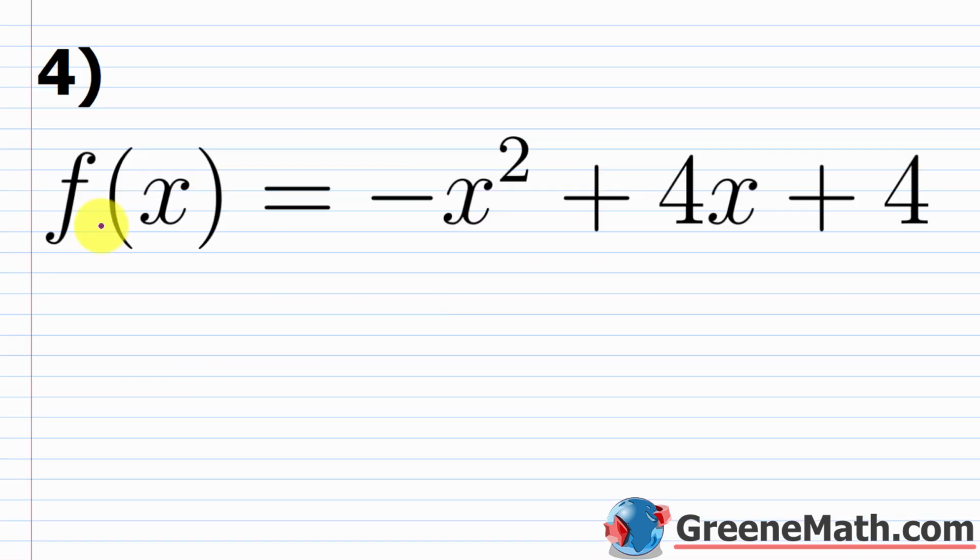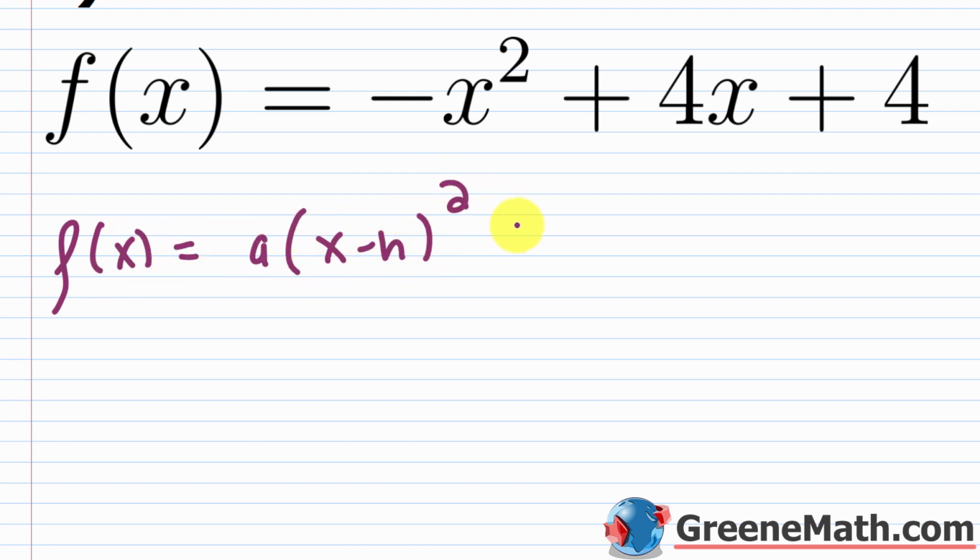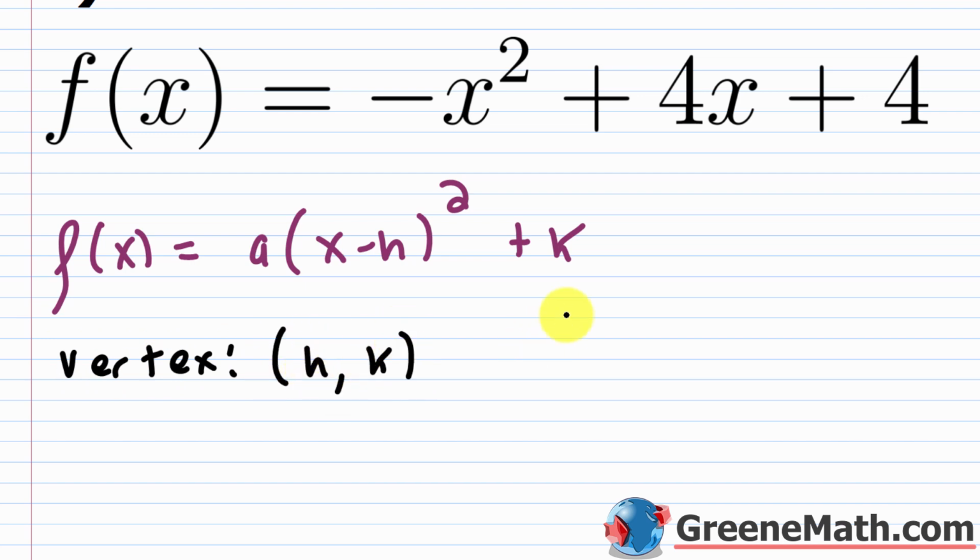All right, for problem 4, we have f of x equals the negative of x squared plus 4x plus 4. All right, let's come down here and write that we want f of x is equal to a times the quantity x minus h squared, and then plus k. Then we want the vertex, which is going to be at h, k.